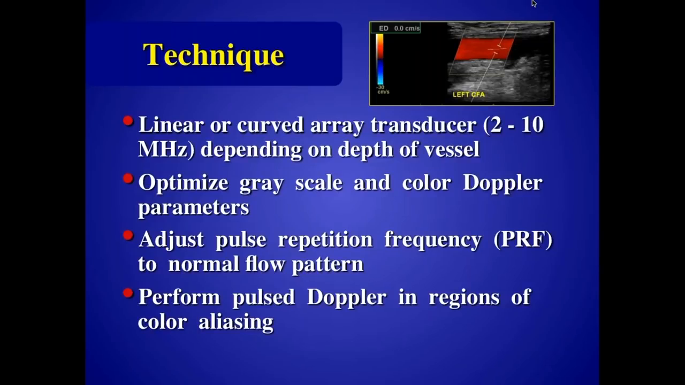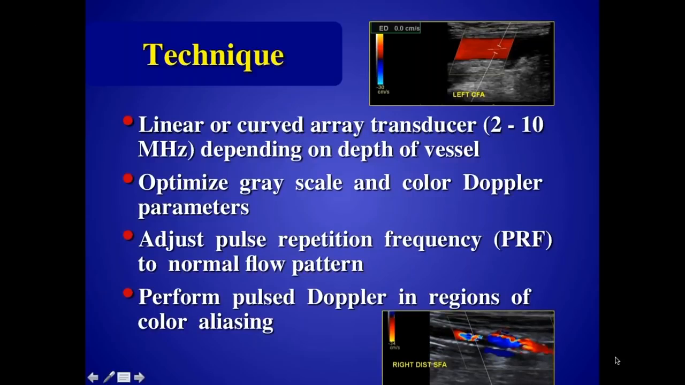We optimize the grayscale and the color Doppler parameters. Again, I like to change the PRF or the color velocity scale so that we have a nice homogeneous color signal in normal areas of blood flow. When we've optimized to the normal areas, then it's very easy to detect flow abnormalities and areas of stenosis or occlusion because we'll see the change. So to do that, we need to adjust the pulse repetition frequency to normalize flow. And then, of course, we're going to take our pulse Doppler samples at multiple points, and particularly in regions of color aliasing.